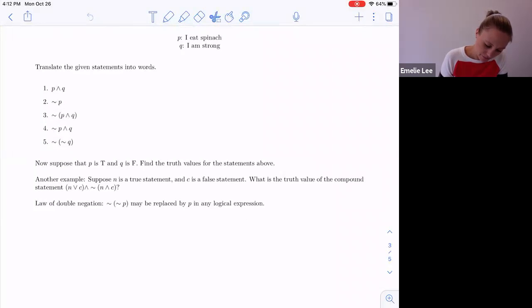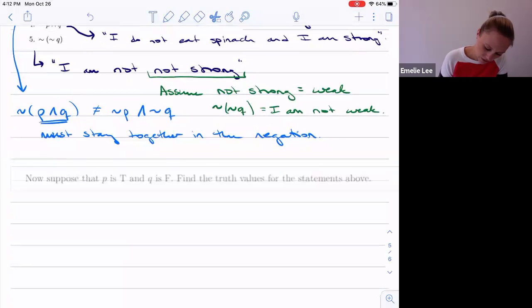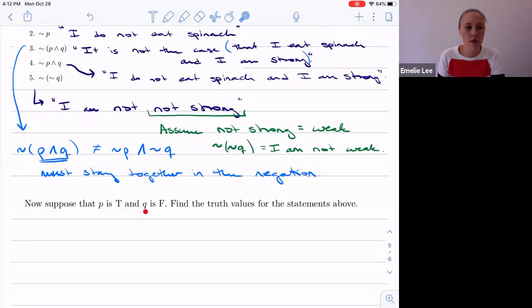So now, what if I told you that P is true and Q is false? Then what I want you to do is find the truth values for the statements. Yeah, not not Q is just Q. You're right, Dermot.